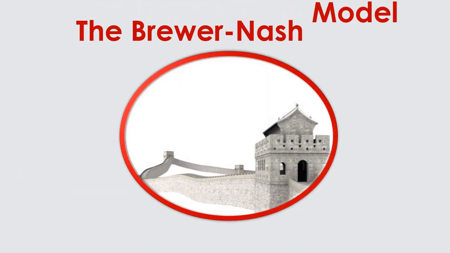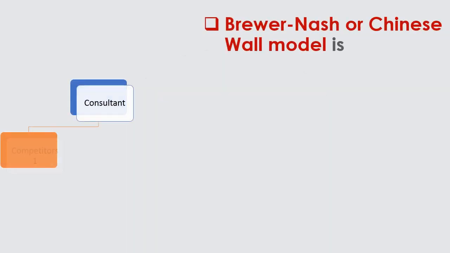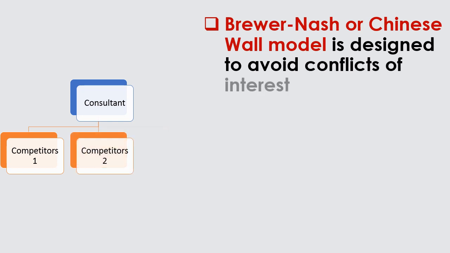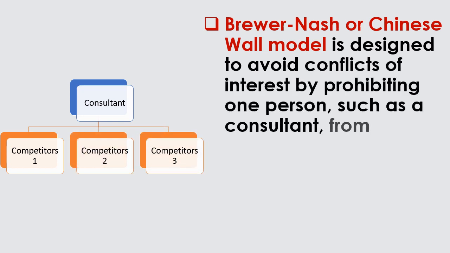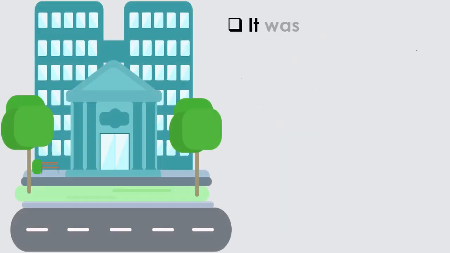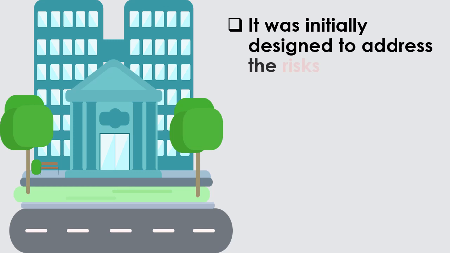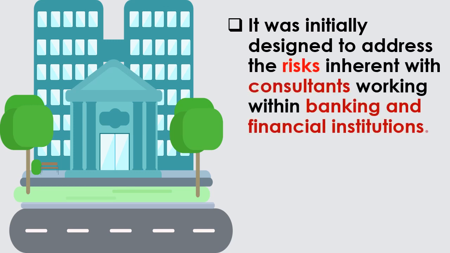The Brewer-Nash model. The Brewer-Nash, or Chinese wall, model is designed to avoid conflicts of interest by prohibiting one person, such as a consultant, from accessing multiple competitors' data. It was initially designed to address the risks inherent with consultants working within banking and financial institutions.